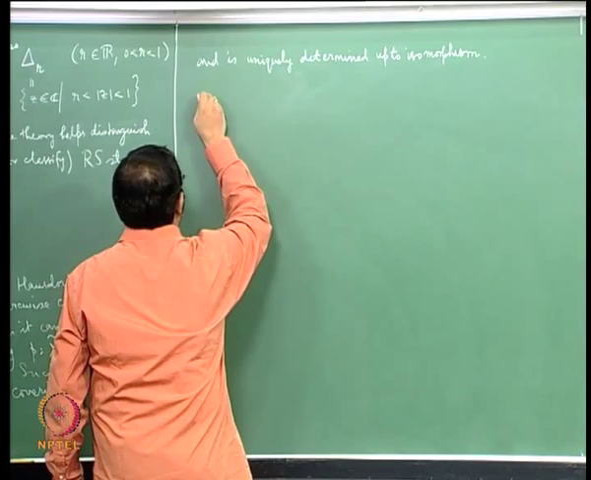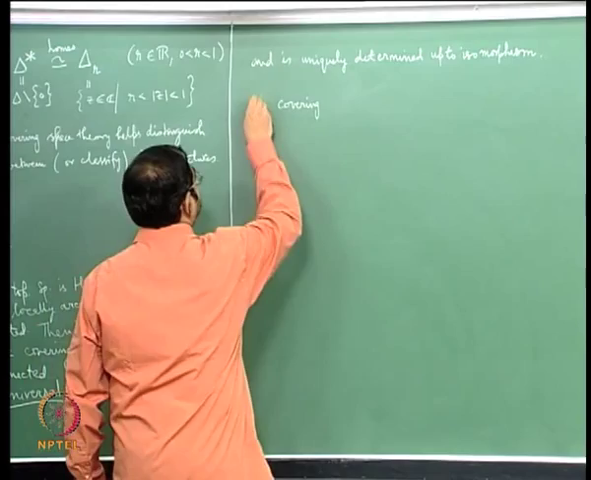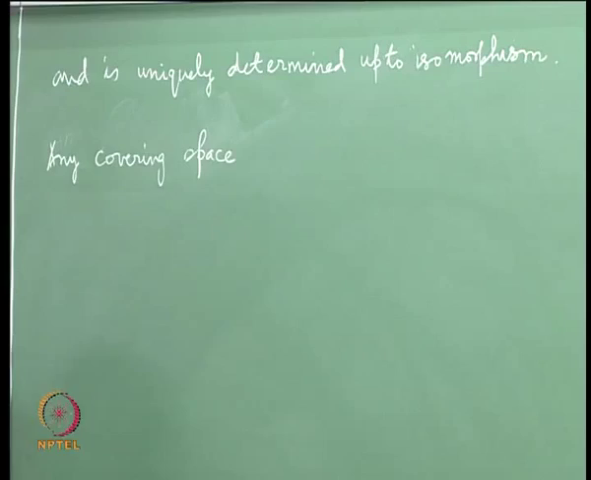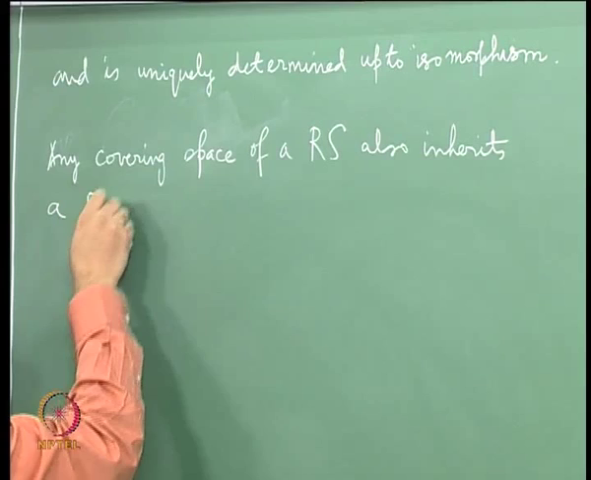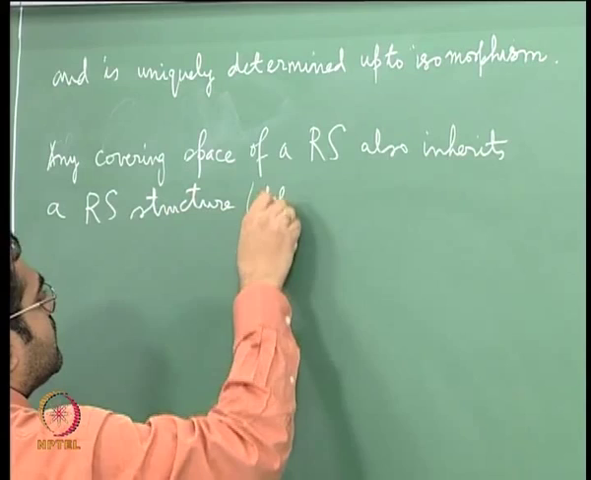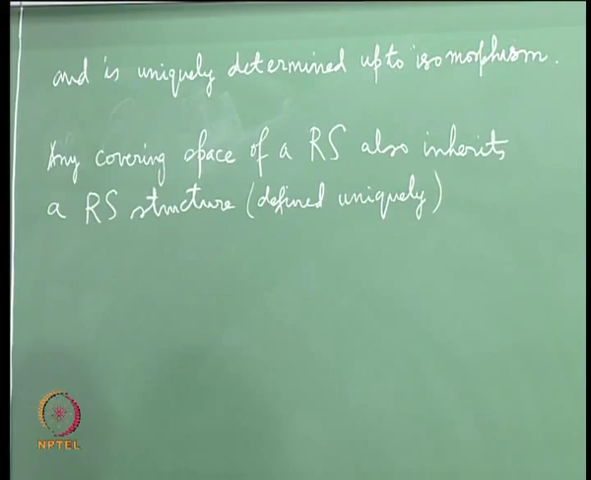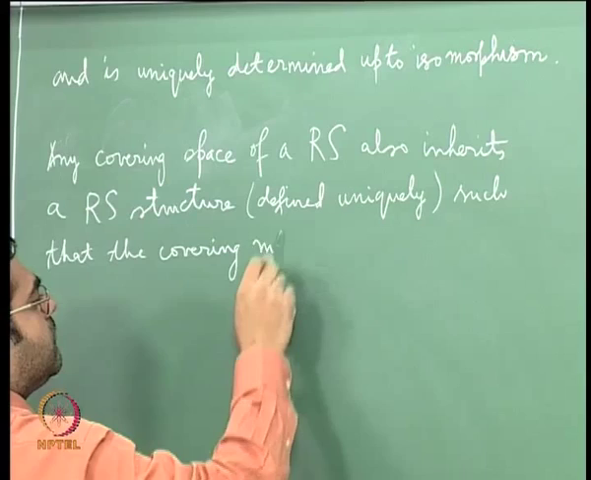The covering space, or let me say any covering space, not necessarily the universal covering. You take any covering space of a Riemann surface, and it also inherits a Riemann surface structure, defined uniquely up to a unique isomorphism, such that the covering map becomes holomorphic.